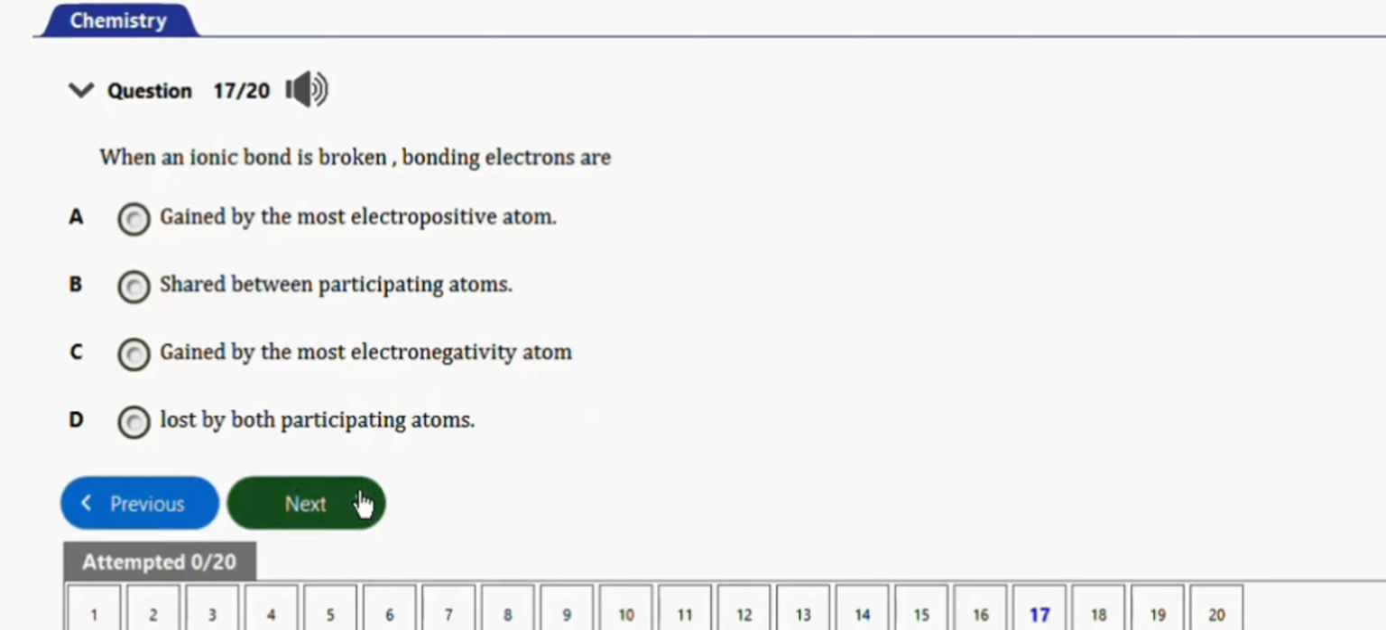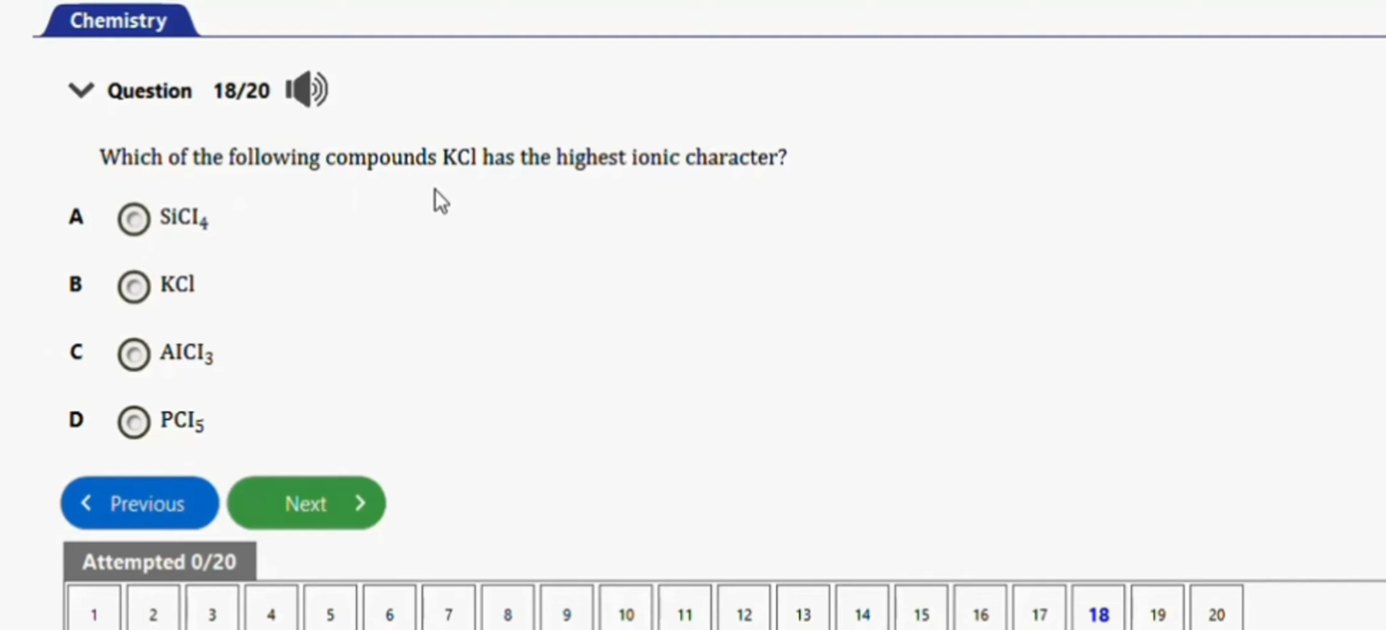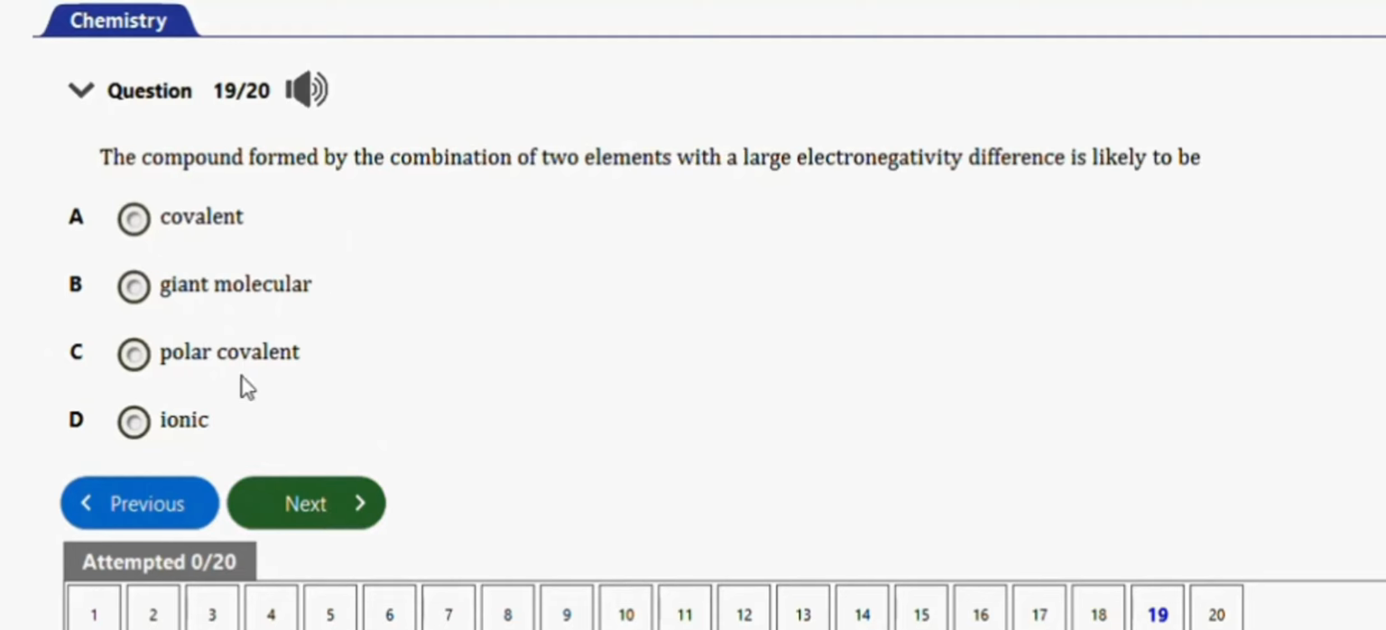The next question will be this one. It says which of the following compounds, okay, this potassium chloride, has the highest ionic character. So the right answer is option B. Potassium chloride has the highest ionic character of the compounds here. Alright, so the next question will be this one. It says the compound formed by the combination of two elements with a large electronegativity difference is likely to be ionic. Option D.